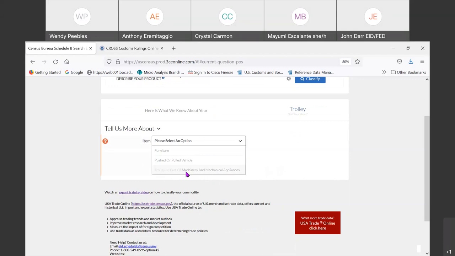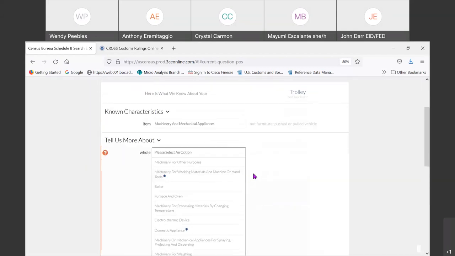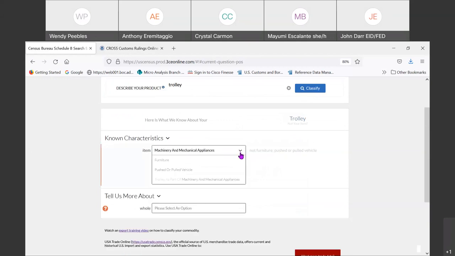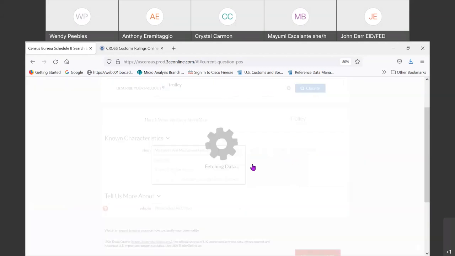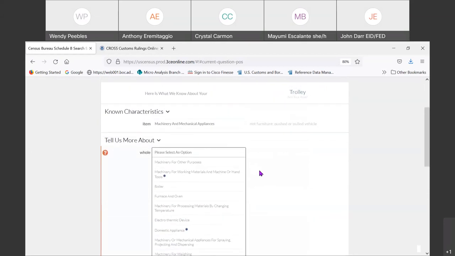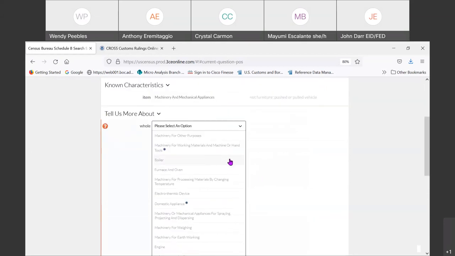Okay. And another thing to note before we move forward about the Schedule B search engine, if you click on an option here and you're like, oh wait, I don't feel like I'm going in the right direction, you can always go back and choose another option. Just a little thing to point out there. Okay, so it needs to know more about the piece of machinery.